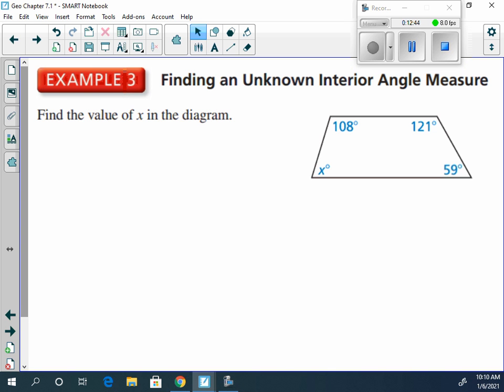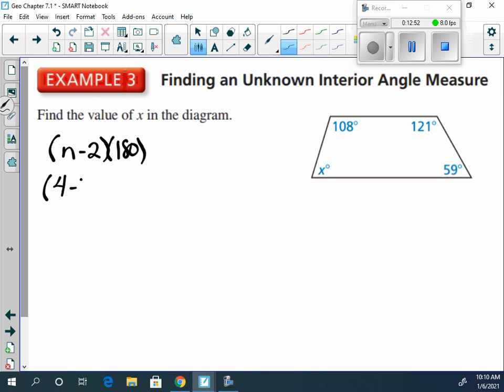It is 360, but what I could do is use the n minus 2 times 180, which for us here would be 4 minus 2 times 180. Well, 4 minus 2 is 2, and 2 times 180 is 360. So for any 4-sided figure, the sum of the interior angles will always be 360 degrees.